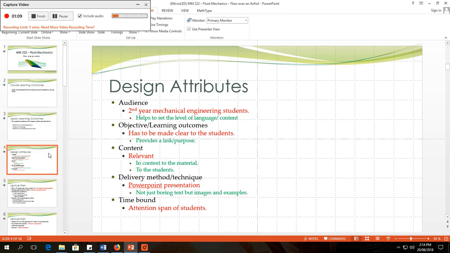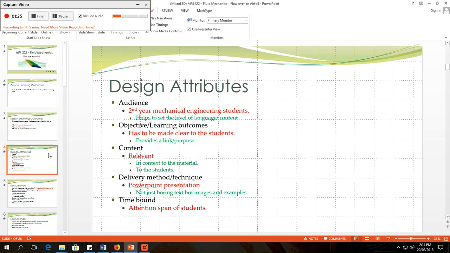The next point that I need to address is the objective or the learning outcome. This has to be made clear to the students so that they are able to link as well as understand the purpose of the lecture in context to their entire course.